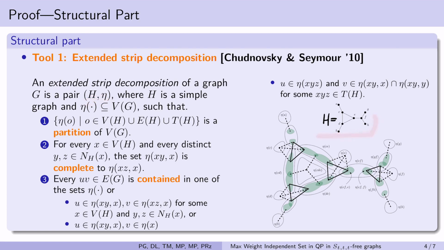So here in this example, H is some other graph, probably much smaller than G, and some function eta that tells us what parts of G are mapped into elements of H. Those elements of H can be either vertices of H, edges of H, or even triangles of H. And there are some important things about eta. So eta is a partition of vertices of G. Each vertex of G has to belong to some element of eta.